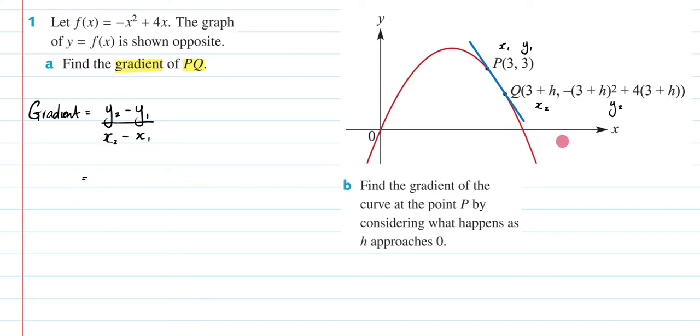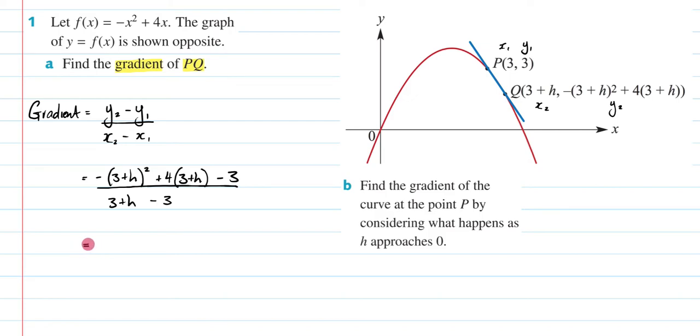So I'm going to write down my y2, which is negative (3 plus h) squared plus 4 times (3 plus h), and that's it. Then I'm going to minus my y1, which is 3, minus 3. Then I'm going to divide that by x2, which is 3 plus h, and I'm going to subtract my x1, which is 3.